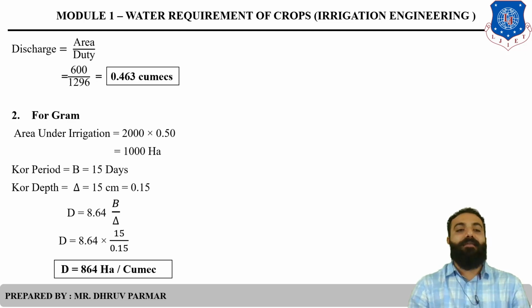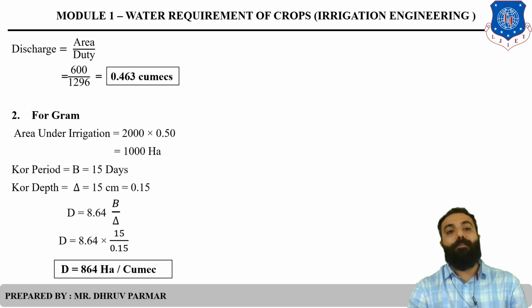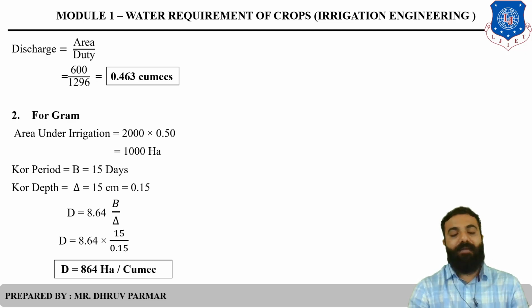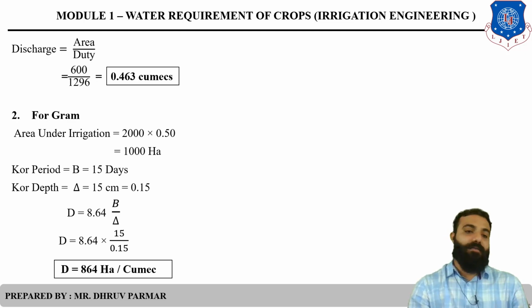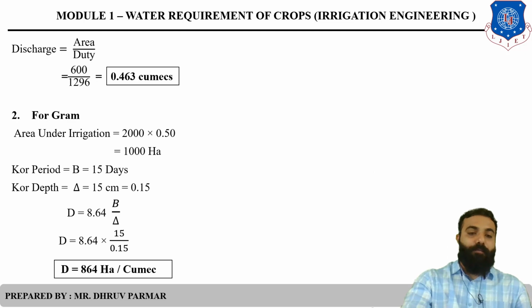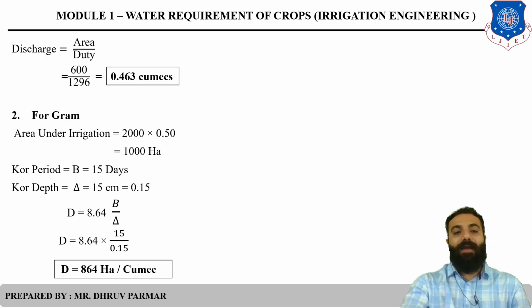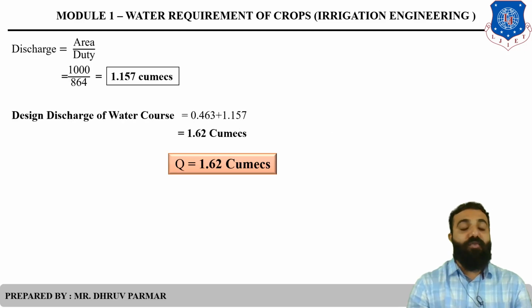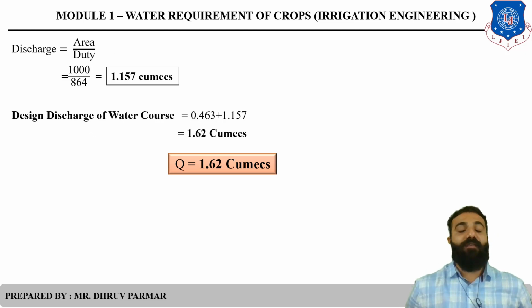Clear? And second one for wheat. Same as before, 2000 into 0.50, which is given as the 50% intensity of wheat. So we multiply by 0.50 and get 1000 hectare. Kor period for wheat is 15 days, kor depth is equal to 15 centimeters, so we will convert it into meters. Same process: D equals 8.64 B by delta. We put the values in this equation. So D equals 864 hectare per cumec. Right? And discharge equals area upon duty, so we get 1.157 cumec.